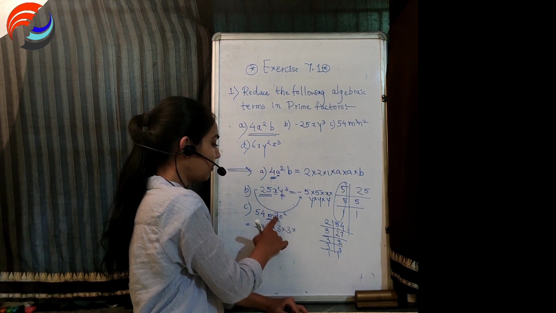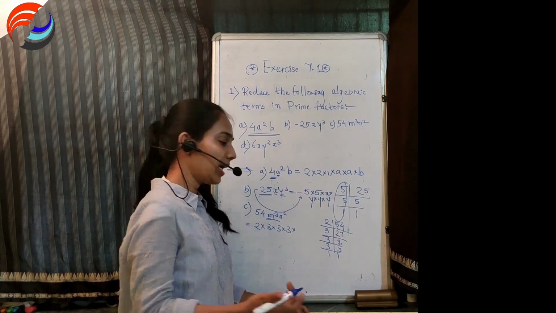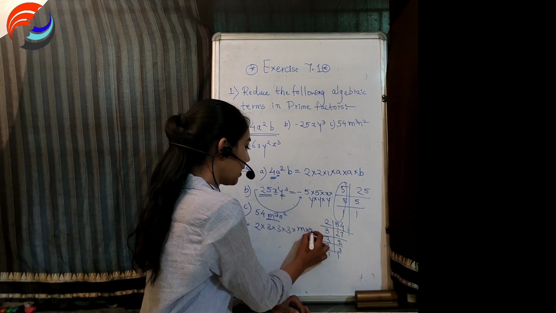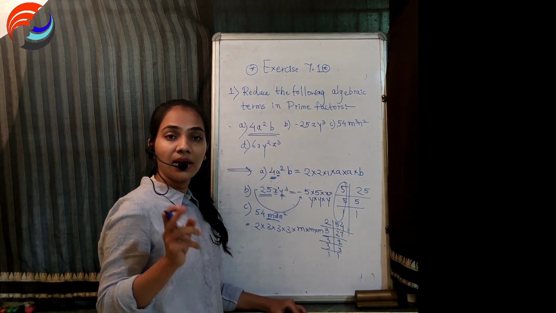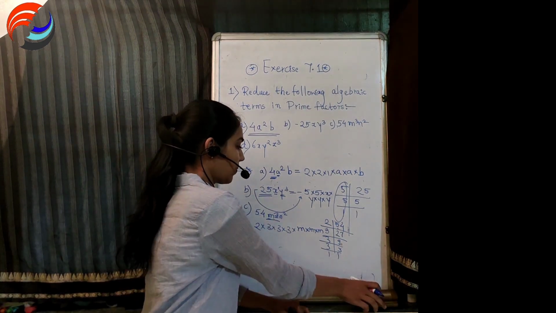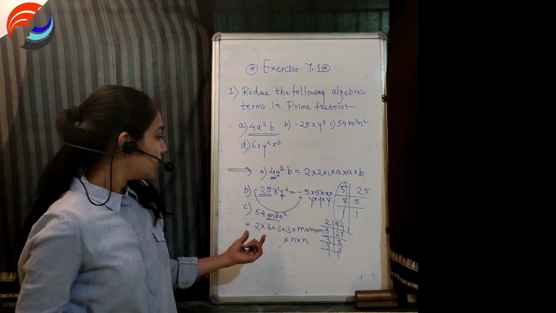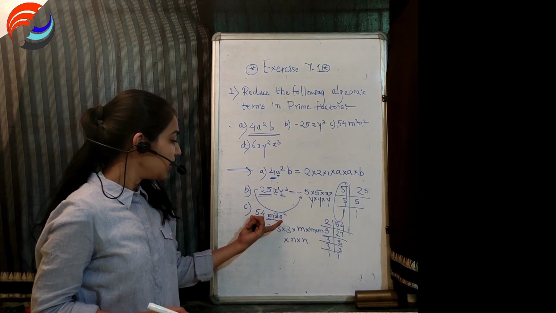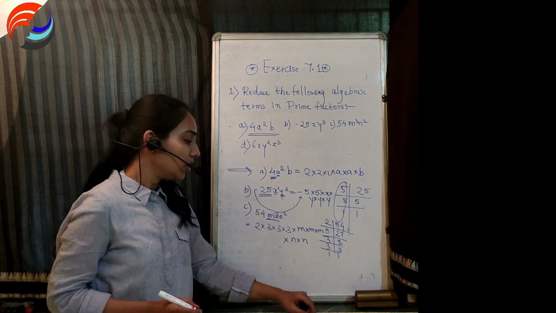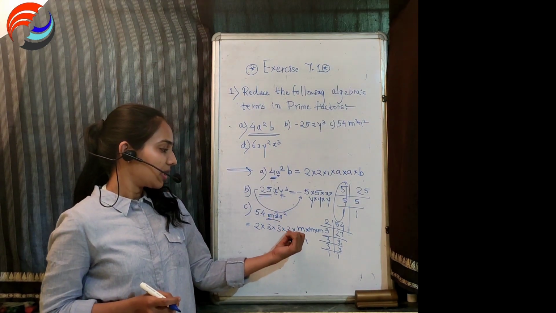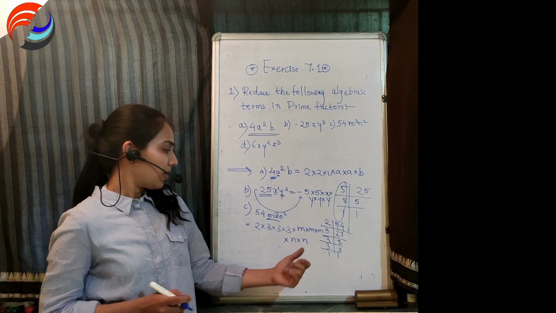Instead of m cube, we can write m multiply m multiply m. As the power is 3, we write m 3 times. Similarly, n square can be written as n multiply n. Now we observe that 54m cube n square has the factor 2 multiply 3 multiply 3 multiply 3 multiply m multiply m multiply m multiply n multiply n.